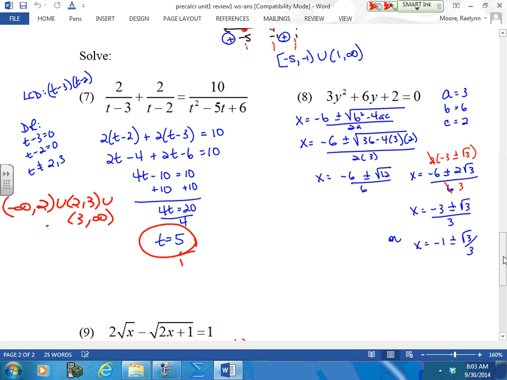We got rid of your denominator. So we multiplied every term by t minus 3, t minus 2. This one too. This one too. And this one, it's both of them. So what happens is this cancels out. And we're left with just 10.